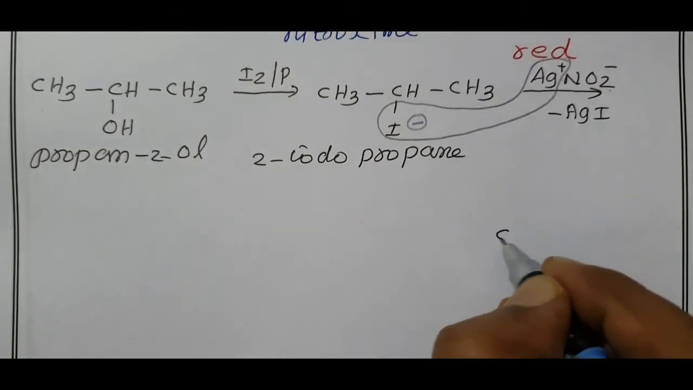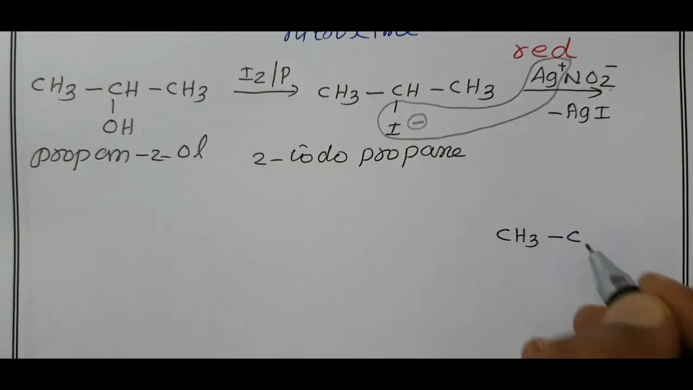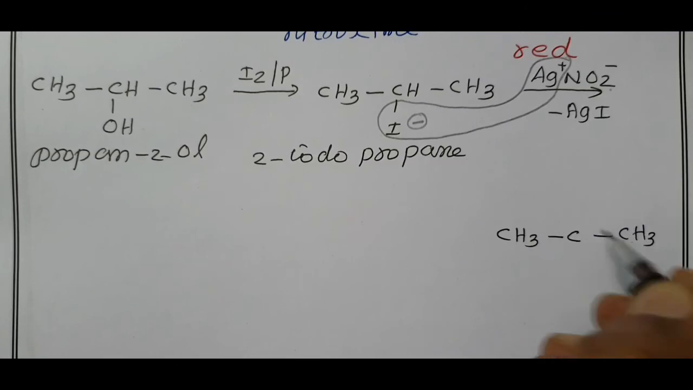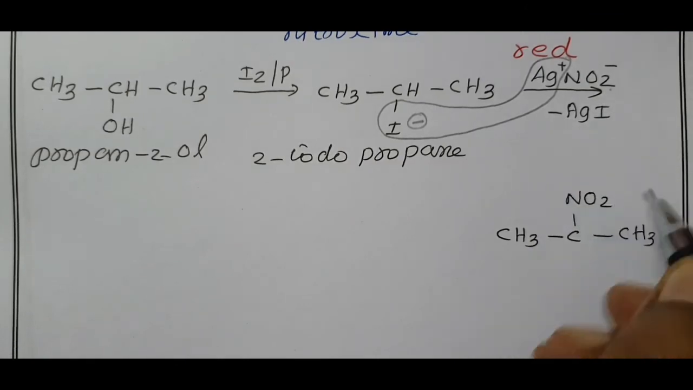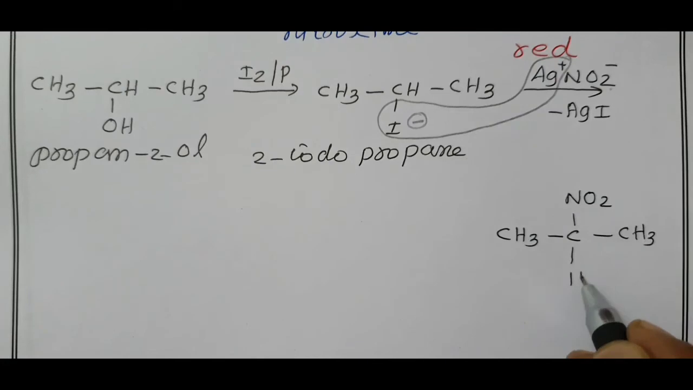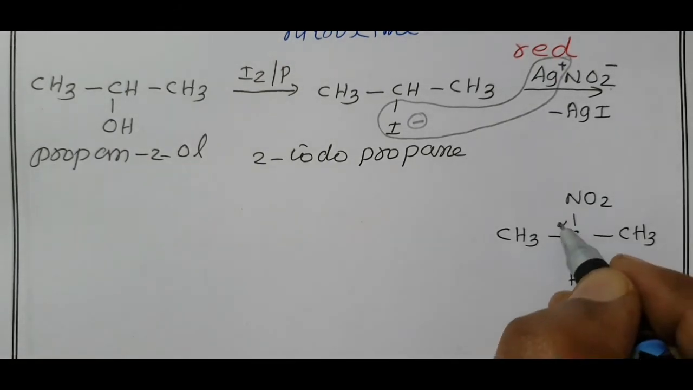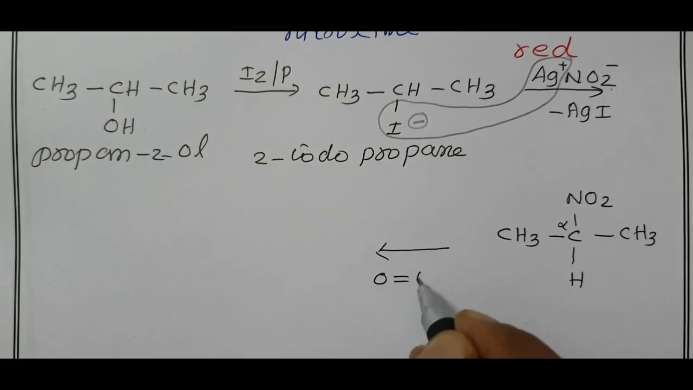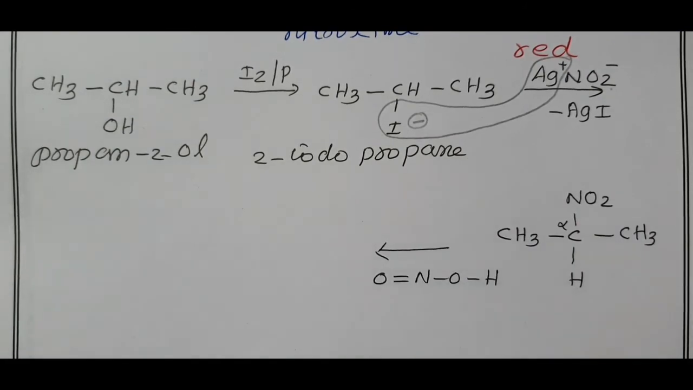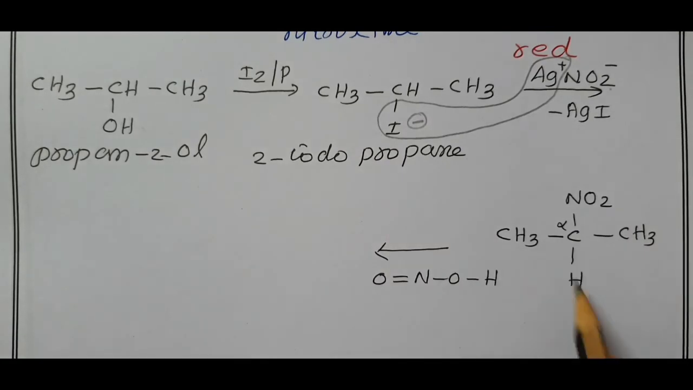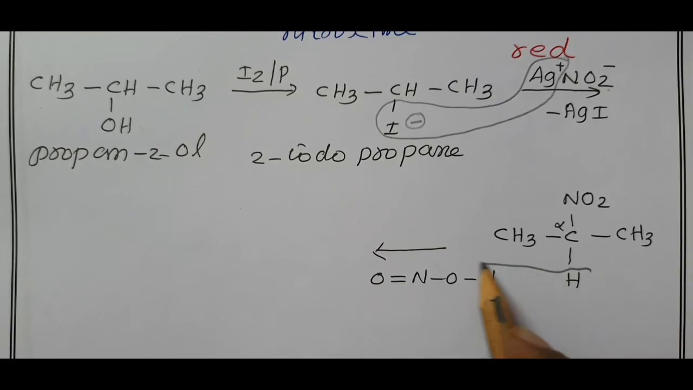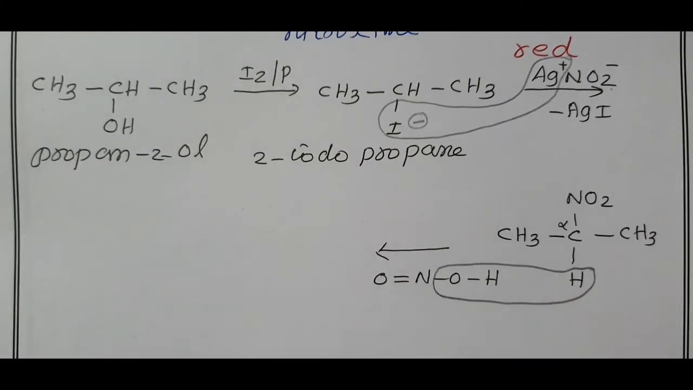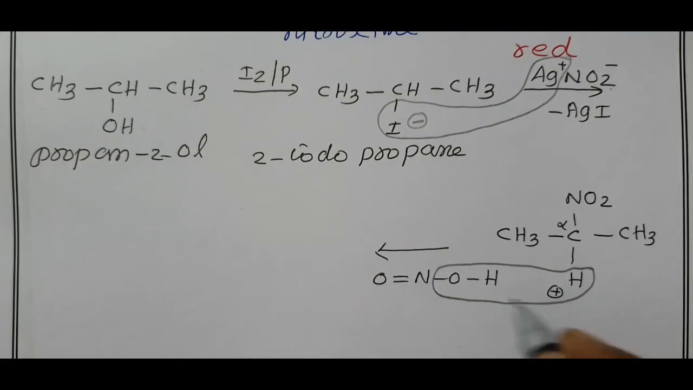CH3, single bond C. This NO2 is added to the center carbon atom. Remember, the center carbon contains 1 hydrogen. The functional group attached carbon, the alpha carbon, contains only 1 hydrogen. When treated with nitrous acid, what is the molecular formula? O double bond N OH, HNO2. Because the alpha carbon contains only 1 H, this H plus removes OH minus from nitrous acid, H plus OH minus removed as H2O, minus H2O.